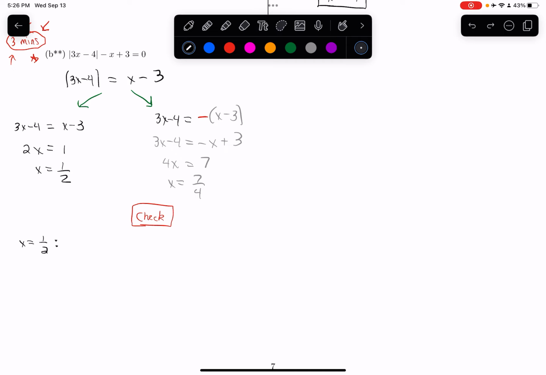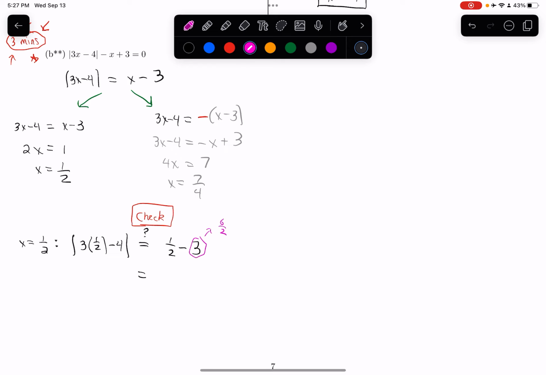Okay, so if I do plug it in, I get absolute value of 3 times 1/2 minus 4, close it, equals question mark, 1/2 minus 3. Okay, so when I simplify this, I notice I'm going to have to get a common denominator on the right. So 3 is 6 over 2.